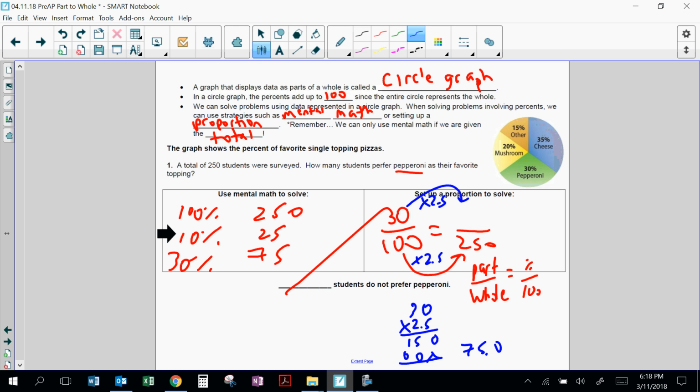Did you prefer mental math or did you prefer proportion? Either one will get you the answer. So now how many students do not prefer pepperoni? If there are 250 students and we take out 75 of them, we are left with 175 students who do not prefer pepperoni.